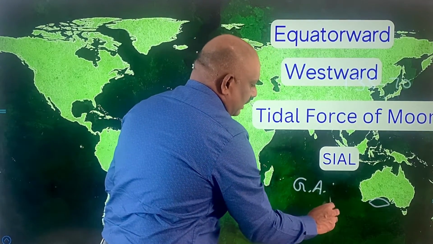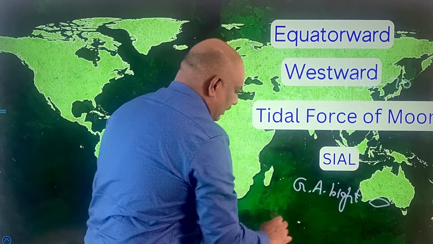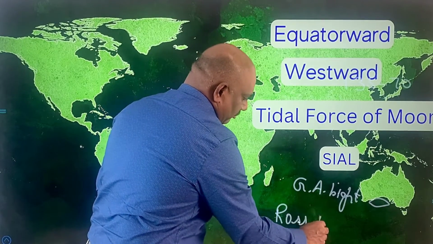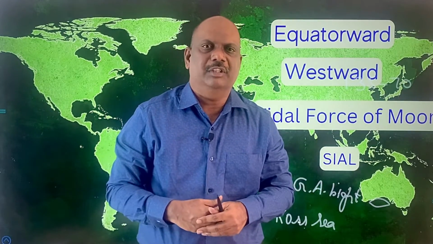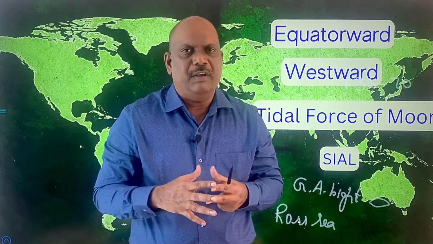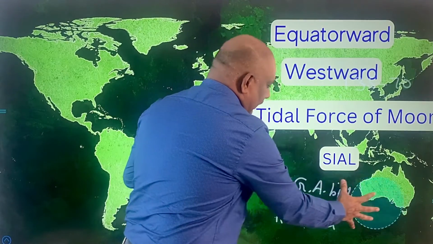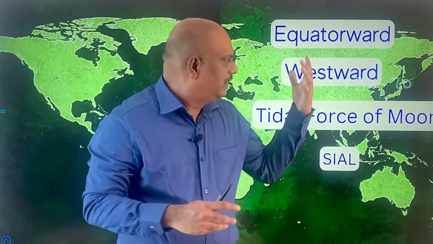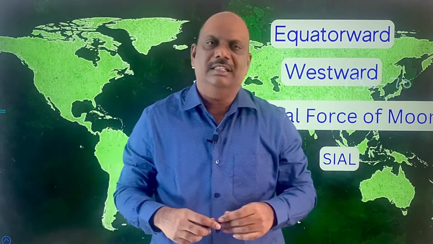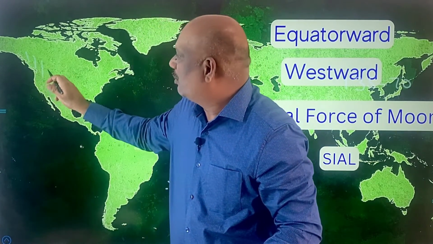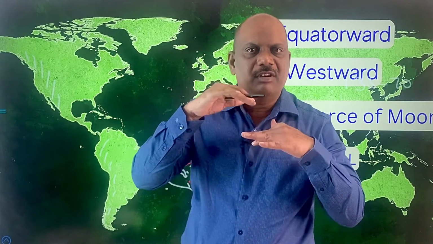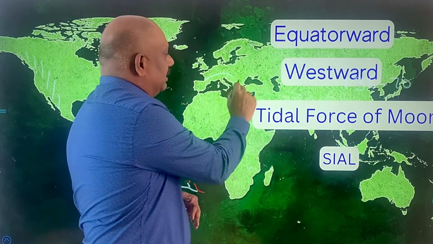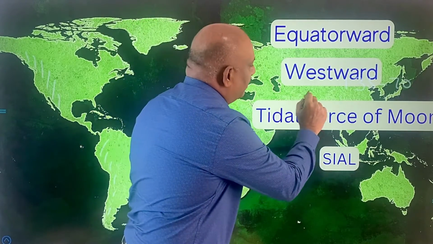The Great Australian Bight, the Ross Sea. The Ross Sea is in Antarctica. These are formed because of this migration process where the continents were split, started rupturing, resulting in the formation of the Great Australian Bight and the Labrador Sea, etc. And the westward movement of the continents resulted in the formation of the Rocky Mountain ranges of North America and the Andes Mountains of South America. And it was the equatorward movement which resulted in the formation of the Alpine mountain system and the Himalayan system.